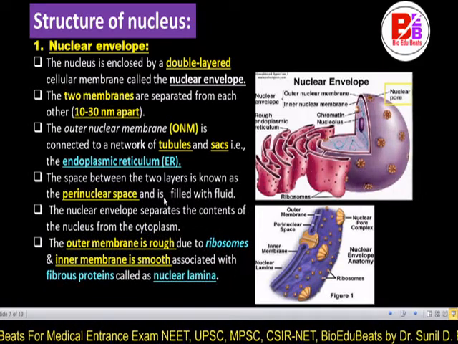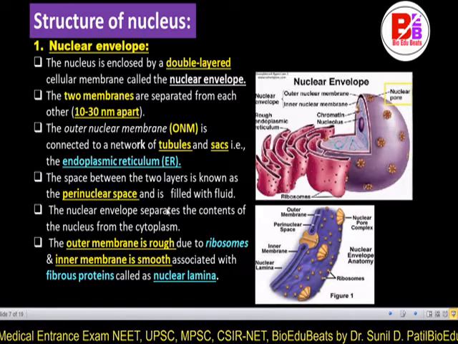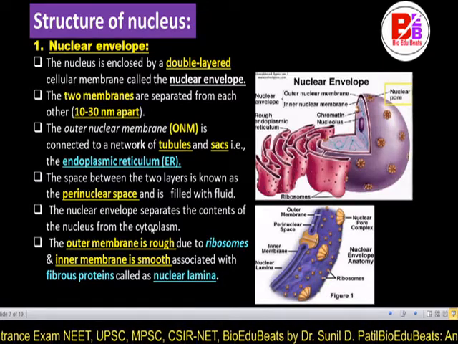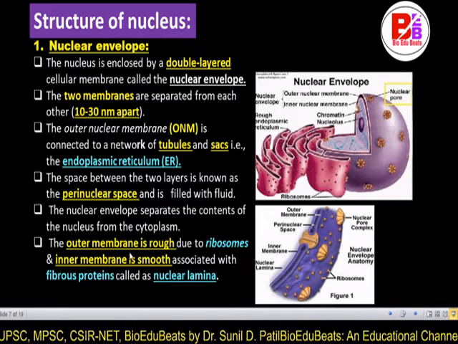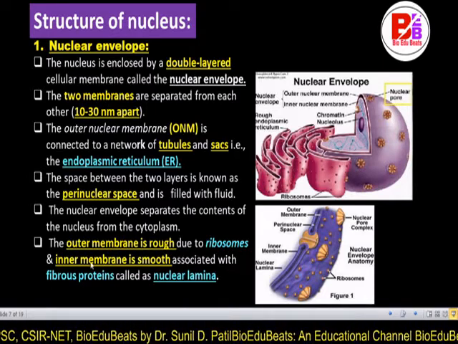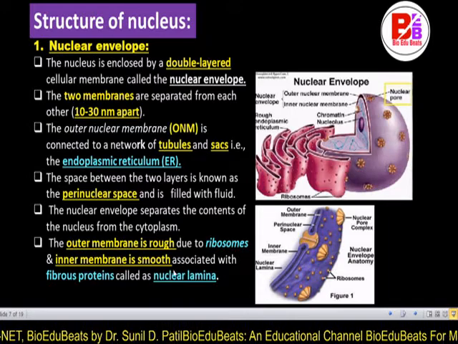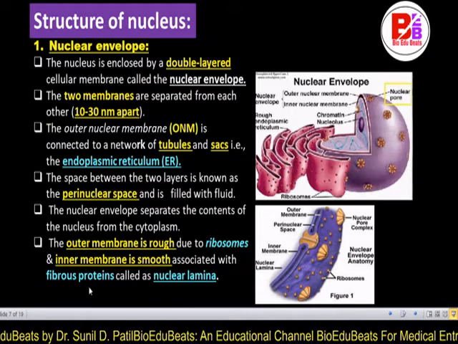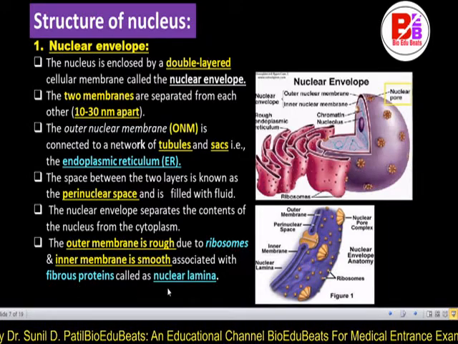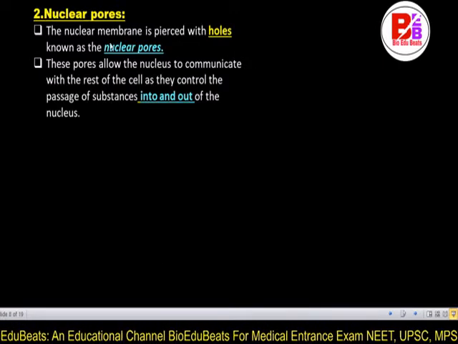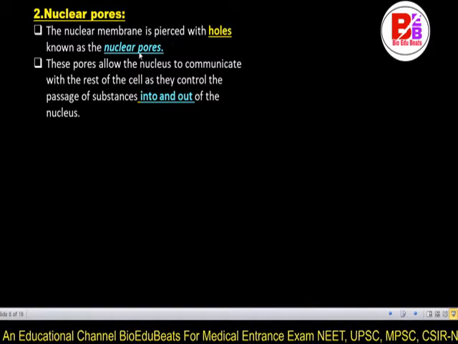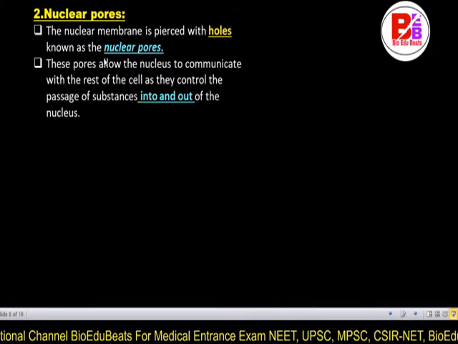The space between the two membranes is called the perinuclear space. It is a fluid filled space. The nuclear envelope separates the contents of the nucleus from the cytoplasm. The outer membrane is rough due to the presence of ribosomes on it. The inner membrane is smooth as it is associated with the fibrous protein, also called the nuclear lamina. So, the nuclear pores: the nuclear membrane is pierced with holes, called the nuclear pores.